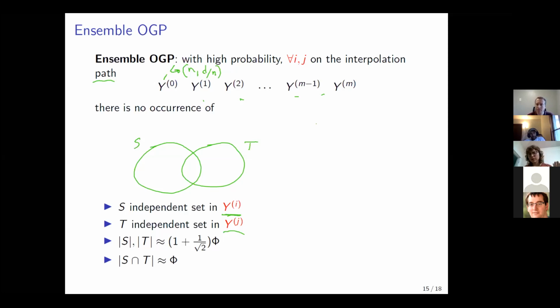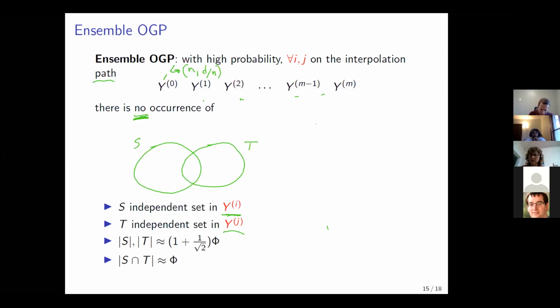Okay, so let me just clarify that I'm understanding properly. So even if I take S and then I resample a single edge, then the size of S is not supposed to change very much? Well, it's saying that there's no instance of this bad pattern. So there is no such S and T.